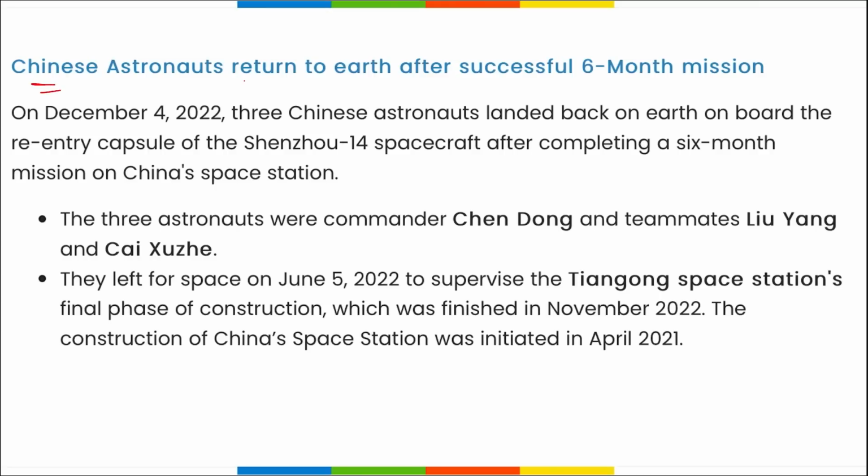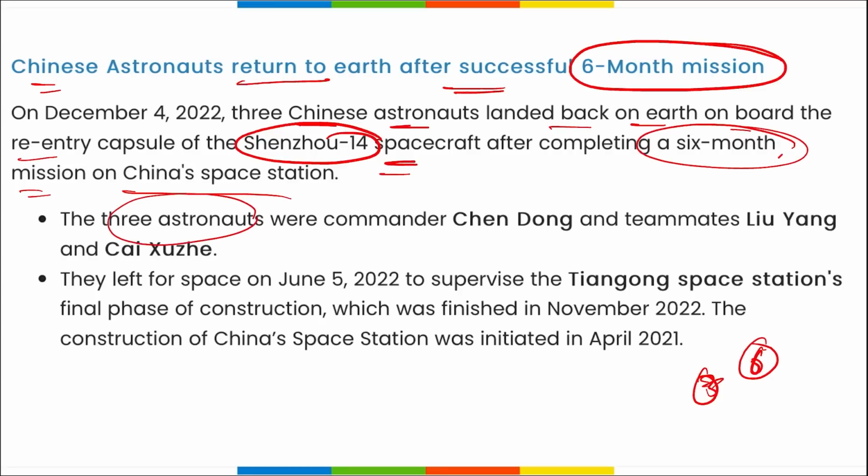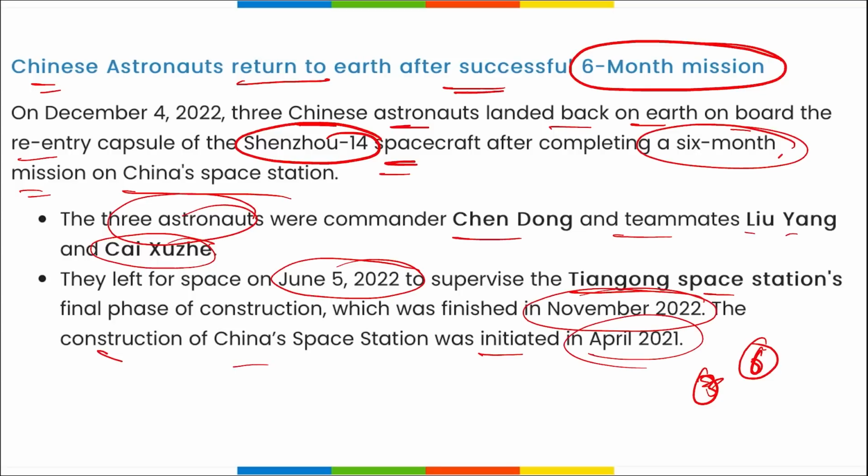Next is Chinese astronauts return to Earth after successful 6-month mission. I told you in the starting of the video that three astronauts were sent into space for a 6-month long mission, and now those Chinese astronauts have landed back on Earth on board the re-entry capsule of the Shenzhou 14 spacecraft after completing a 6-month mission on China's space station. The three astronauts were Commander Shandong and teammates Liu Yang and Kai Zhu. They left for space on June 5, 2022 to supervise the Tiangong space station's final phase of construction, which will be finished in November 2022. The construction of the space station was initiated in April 2021.